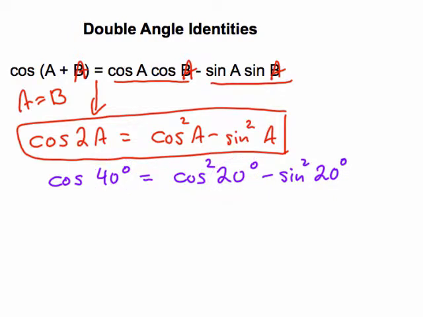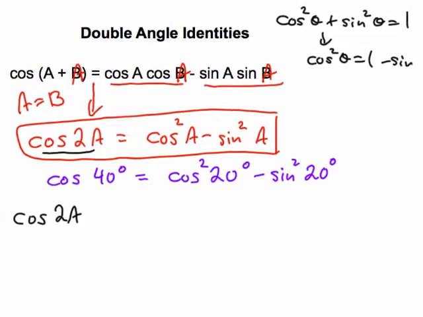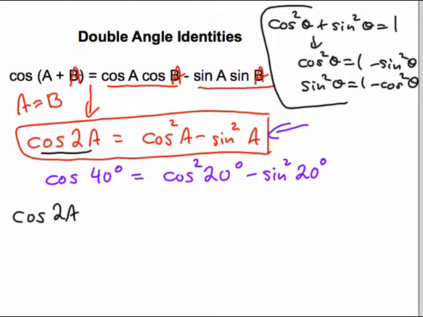Now I'm going to create two more identities for cosine 2A. We already have this one, and I'm going to get other ones by taking this core Pythagorean identity, cos squared plus sine squared equaling 1. And I know that because of this, cosine squared theta is 1 minus sine squared theta, or sine squared theta equals 1 minus cosine squared theta. These things are all true. So I'm going to create two identities from this identity for cosine 2A.